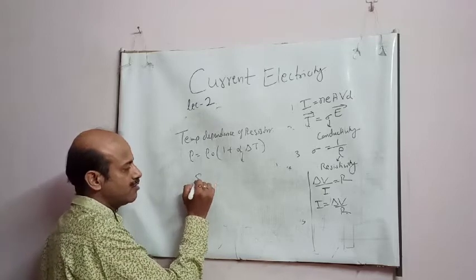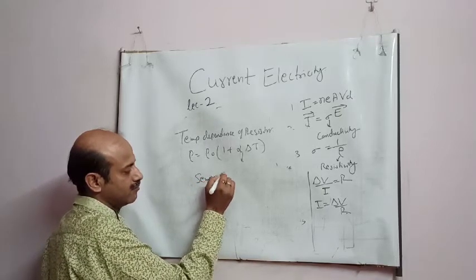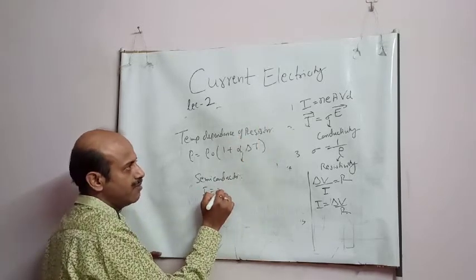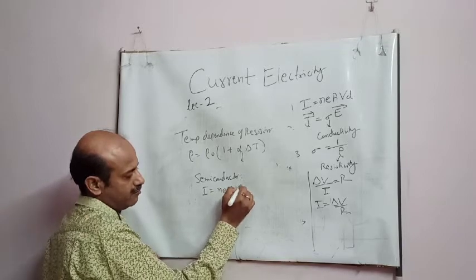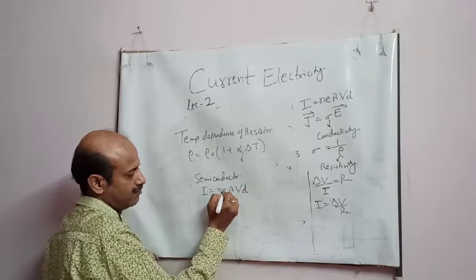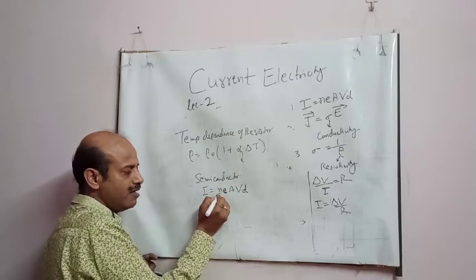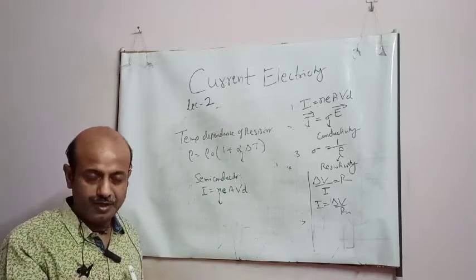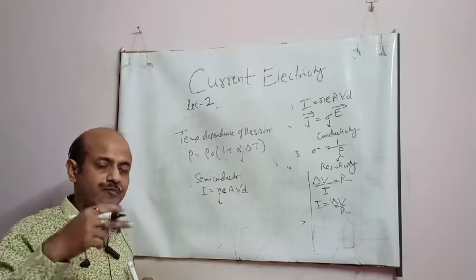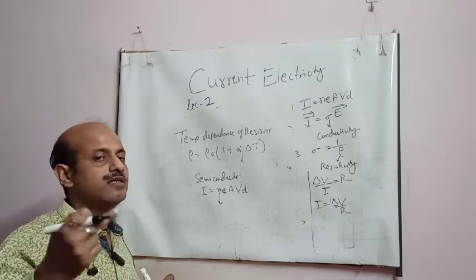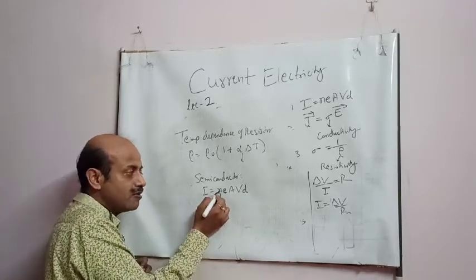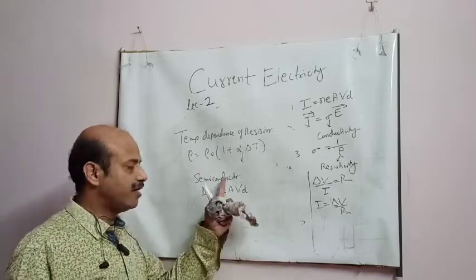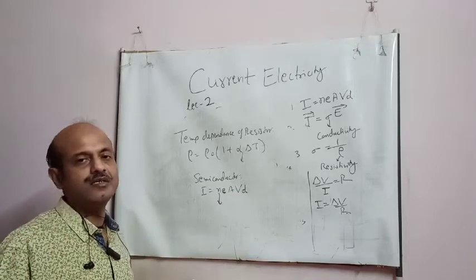In case of semiconductors, student, what happens is, in this formula I equal to NEAVD, this N increases with increase in temperature, means number of charge carriers increases due to breakage of covalent bond. So there are two effects which take place simultaneously. Random motion increases, due to which resistance will increase. But the number of charge carriers will also increase, due to which resistance will decrease. So as a combined effect, in case of semiconductor, resistance decreases with increase in temperature, student.